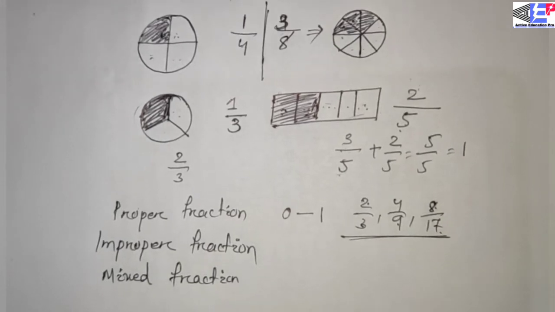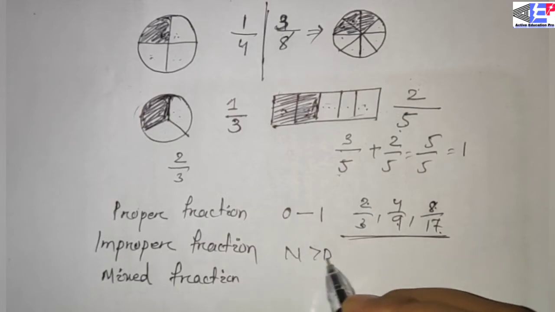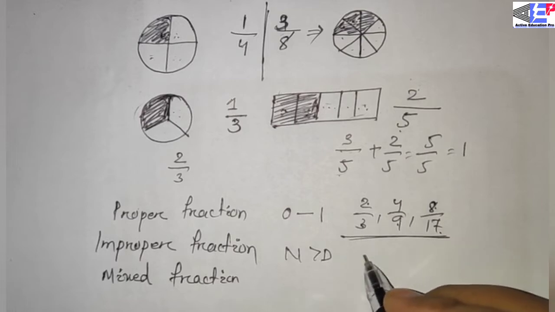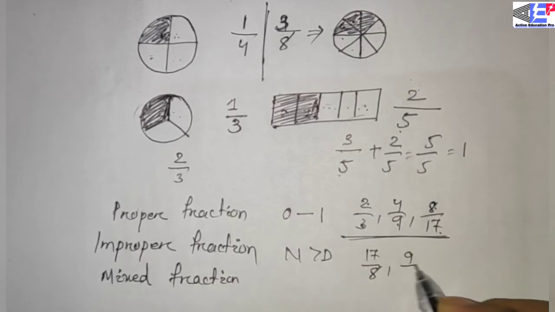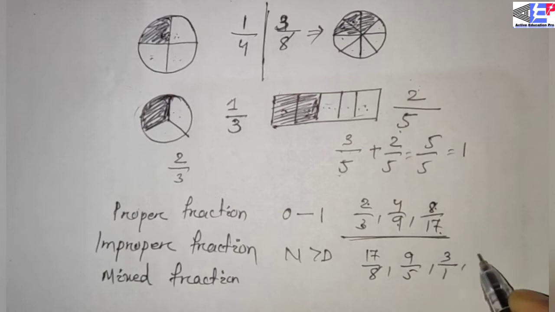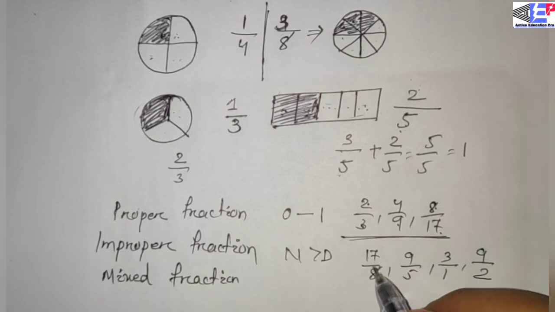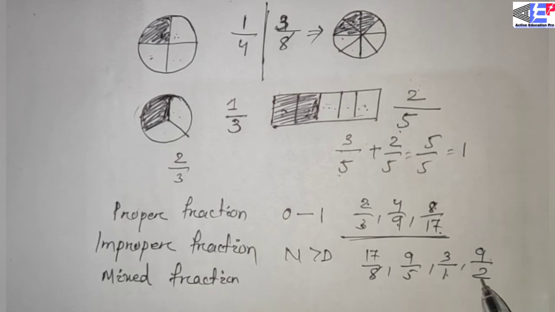What is an improper fraction? If in a fraction the numerator is greater than the denominator, it is an improper fraction. So here 17 by 8, 9 by 5, 3 by 1, 9 by 2. These are improper fractions because here the numerator is greater than the denominator. 17 is greater than 8, 9 is more than 5, 3 is more than 1. Similarly, 9 is more than 2. So these four fractions are improper fractions where the numerator is greater than the denominator.